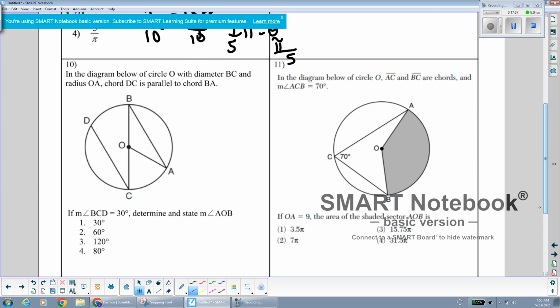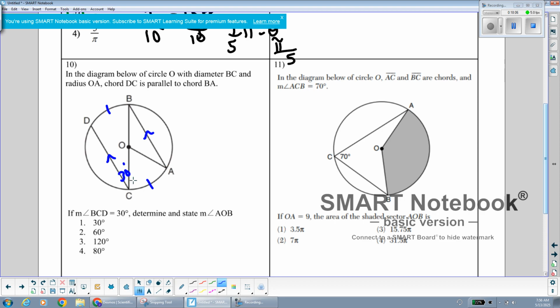Okay. Number 10. Chord DC is parallel to chord BA. When we have parallel chords, the arcs in between them, the arcs that they intercept, touching D, touching B, arc they intercept, touching C, touching A, arc it intercepts. So the arcs that they intercept are congruent to each other, and it's the arcs between them. So angle BCD is 30 degrees.